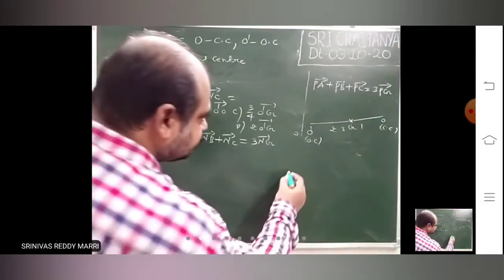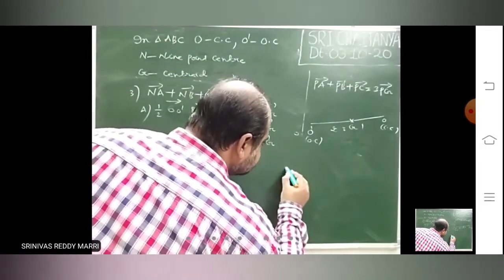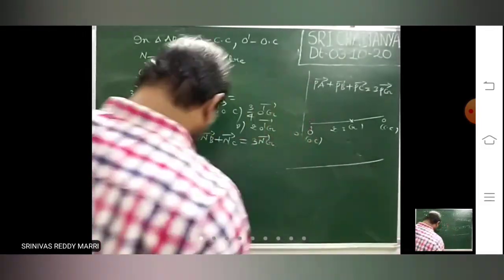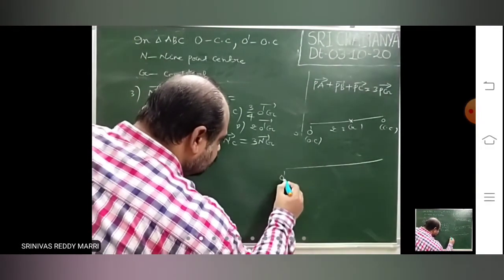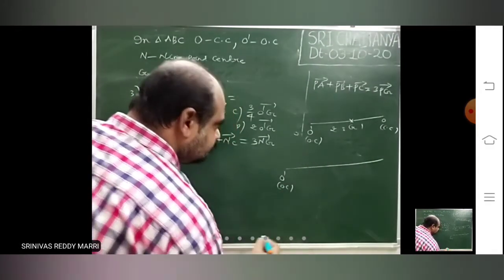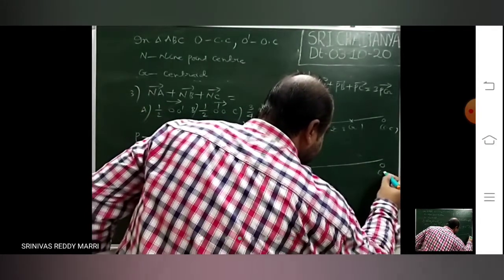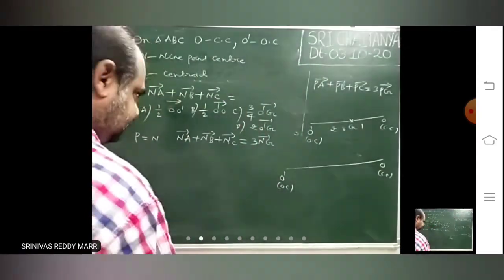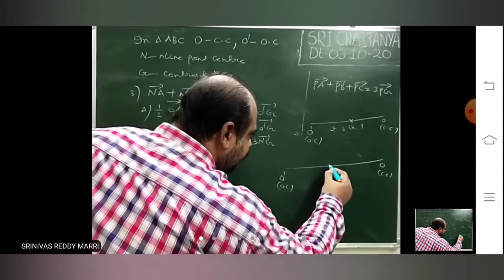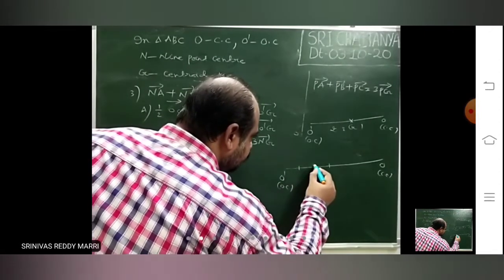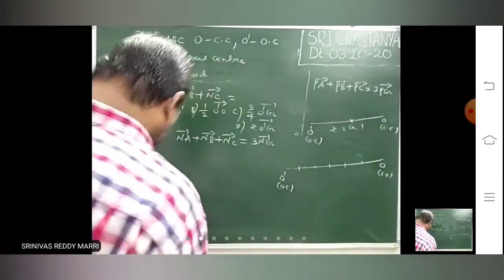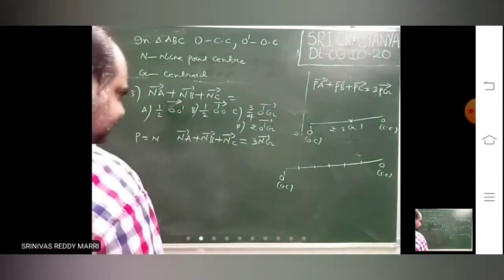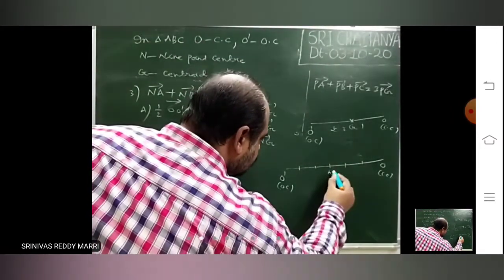Now look at the relation. How is the relation? This is the orthocenter, and this is the circumcenter. What is the relation? Divide this into 6 parts. So what is the relation?